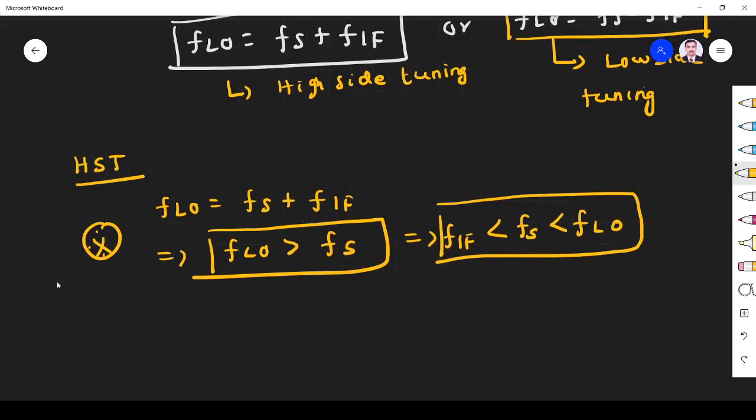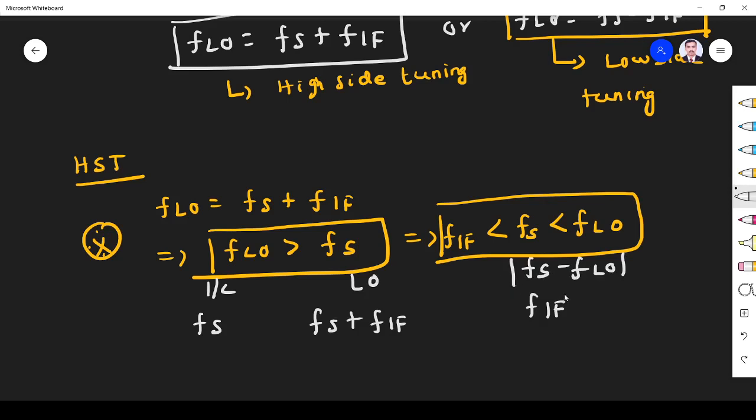But if I tune like this, what will happen? If I have high side tuning, my local oscillator frequency is FS plus FIF. The incoming frequency is FS, the local oscillator frequency is FLO, and the intermediate frequency is FIF. This is represented by the equation FS minus FLO, right? If I do this operation, I get FIF. This is the way I have to tune.